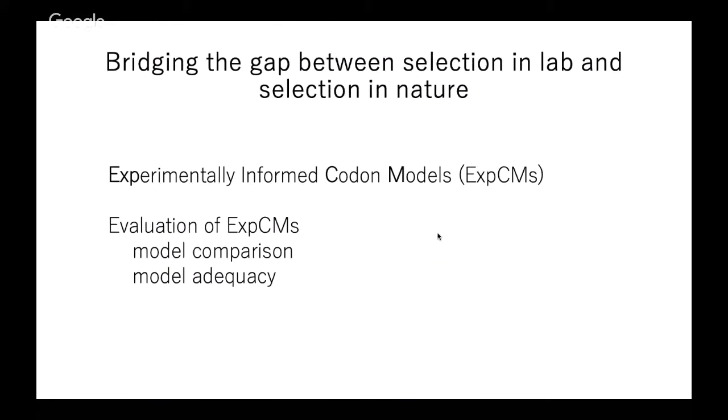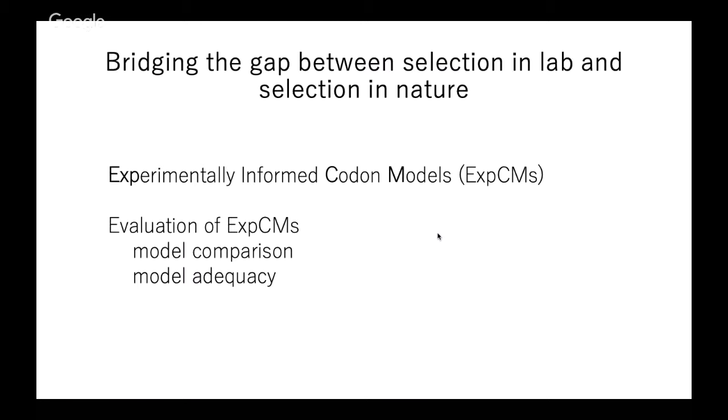And that's exactly what we've done in the Bloom lab. We've incorporated deep mutational scanning measurements into codon models to describe site-specific amino acid selection. This allows us to relax the assumption that sites evolve identically, which we think should build better and more useful models of protein evolution. And we call these models Experimentally Informed Codon Models, or ExpCMs. Today I'm going to talk about how we formulate these models, and then I also want to talk about how we evaluate these models.